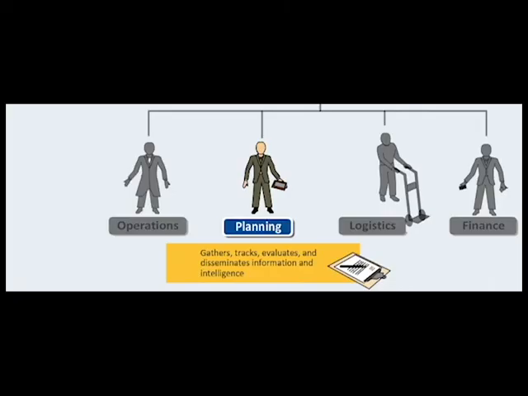The planning section gathers, tracks, evaluates, and disseminates incident information and intelligence to the incident commander. This section looks ahead to changing conditions, anticipates personnel and material resource needs, is responsible for preparing status reports, and developing the Incident Action Plan, or IAP.